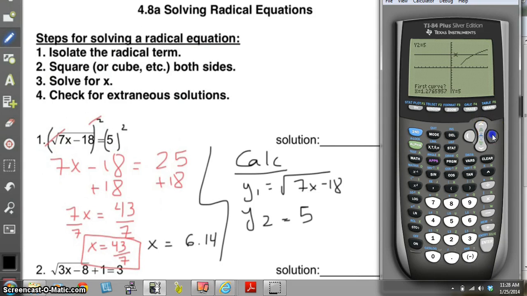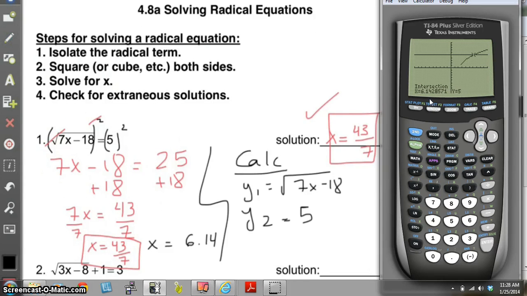So let's move it until it gets over there. So try to move the cursor to the point of intersection using those arrows. So yes, the cursor is there. So press enter 3 times. 1, 2, 3. And as you can see, the intersection is going to be 6.14, which is your answer. This is how you do it on the calculator. So your answer is going to be x is equal to 43 over 7. And yes, the answer does make sense as we saw on the calculator.